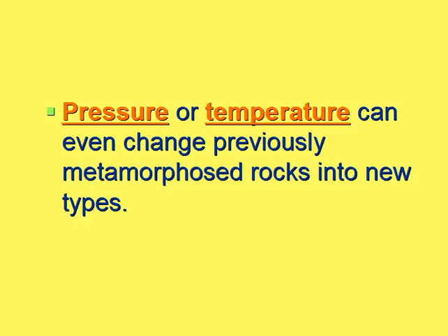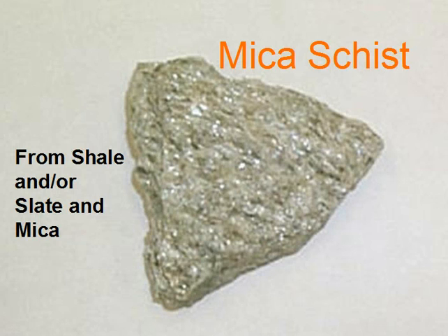Now, pressure, temperature. These are the two buzzwords. Whenever you hear temperature or pressure, that's when you got to start thinking about metamorphic rocks, as long as the temperatures aren't hot enough to melt a rock. So pressure and temperature can even change previously metamorphosed rocks into new types. So you might have one metamorphic rock and it's subjected to even more heat and pressure, and it'll actually change into a new type of metamorphic rock.